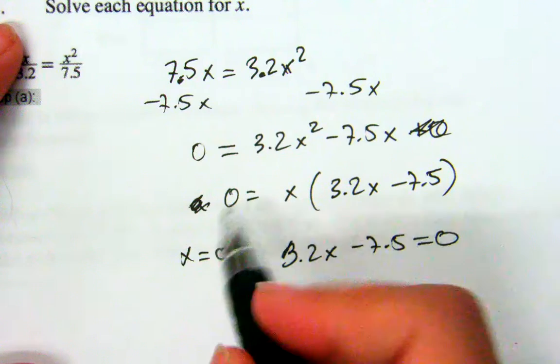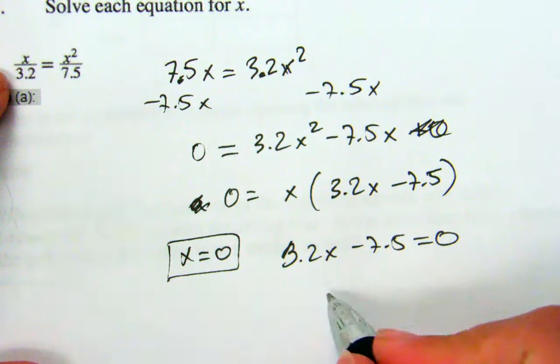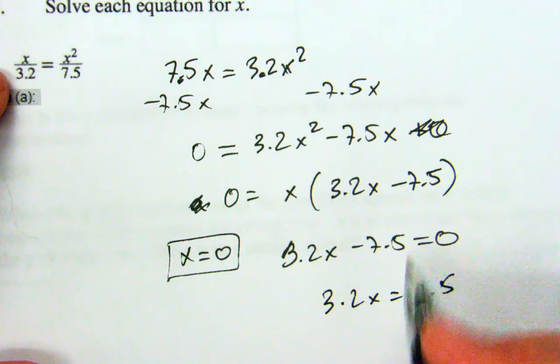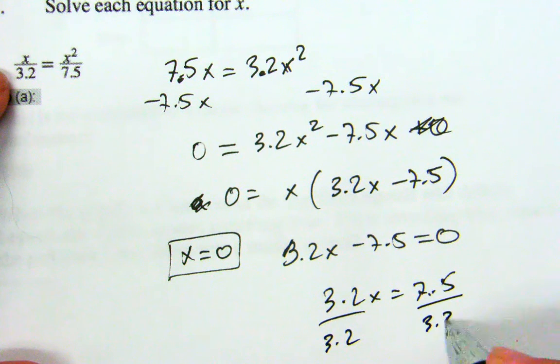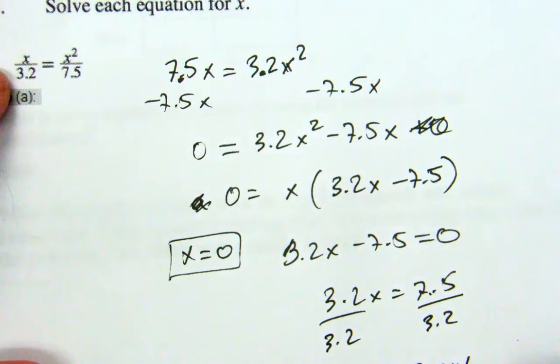Okay, well that just equals 0. That's really not going to be helpful for you. But this one you can actually solve. So 3.2x equals 7.5. And then you divide by 3.2, which I got a really gnarly answer of 2.344. There you go.